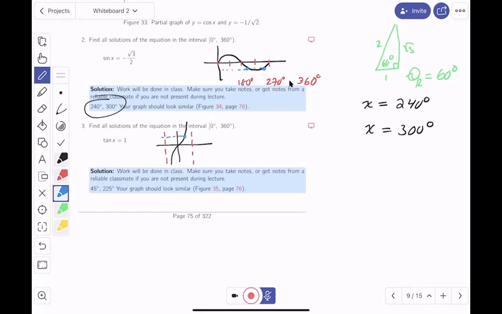And where does it hit? It hits it between 0 and 90 degrees. So I'm going to say it's pretty easy. It's a 45-degree reference triangle, right? So what's x going to be equal to? 45 degrees.